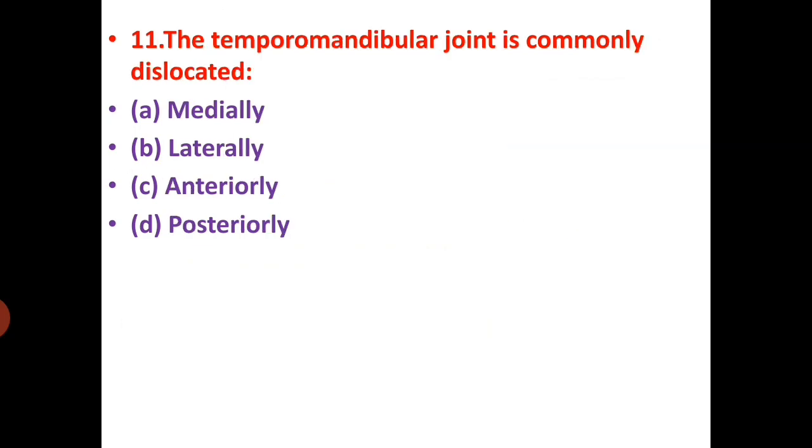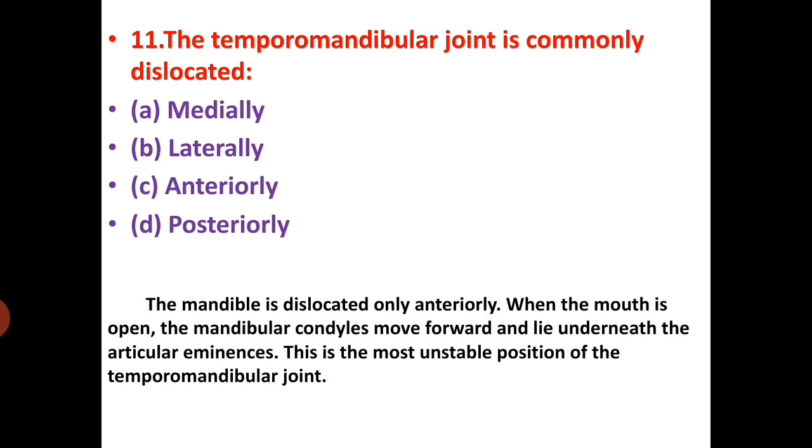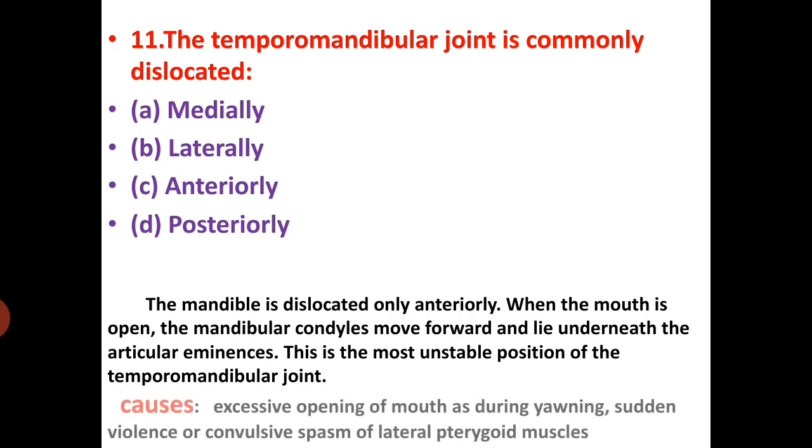The temporomandibular joint is commonly dislocated medially, laterally, anteriorly or posteriorly? The mandible is usually dislocated anteriorly. When the mouth is open, the mandibular condyles move forward and lie underneath the articular eminences. So this is the most unstable position of the temporomandibular joint.